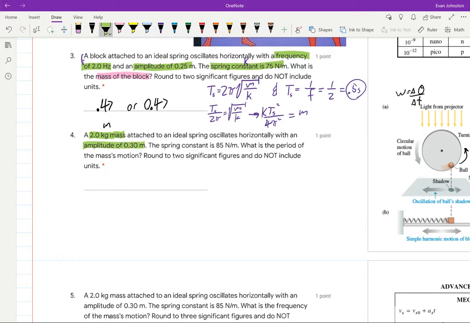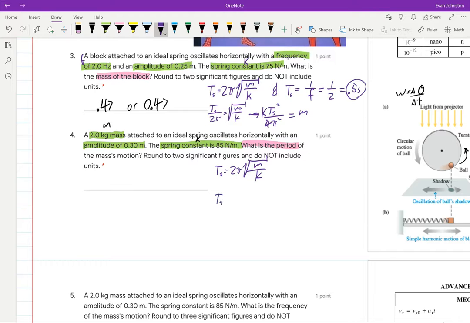And we know the amplitude, but that didn't seem to help us at all last time. Maybe it will this time. We have the spring constant. What's the period? So it's asking us to find big T. This is probably going to be an easier problem than the last one because we don't have to do any algebra to get the period for the spring alone. We just have 2 pi square root of M over K. We know M, we know K.